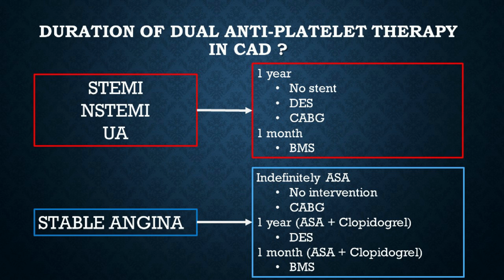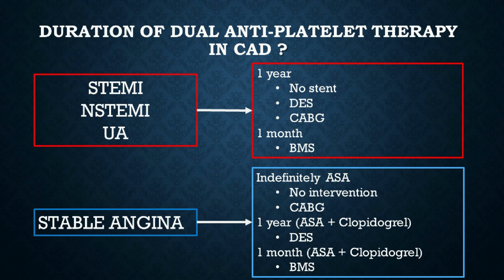And you should keep the patient on dual antiplatelet therapy for 1 month if the patient has received a bare metal stent. Now, for patients with stable angina, they should receive aspirin indefinitely if no intervention has been done on them or if they have undergone a CABG procedure.